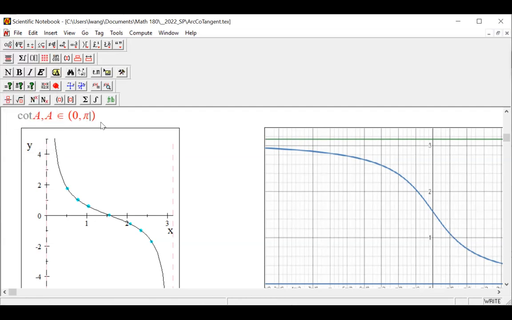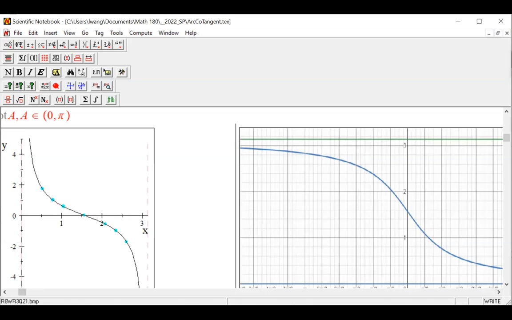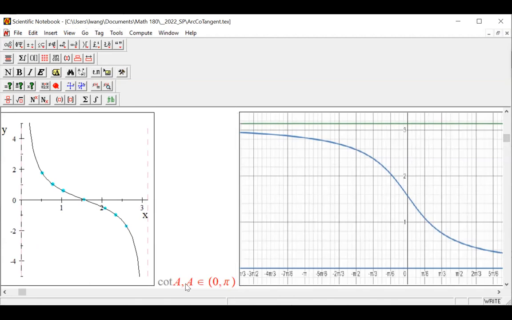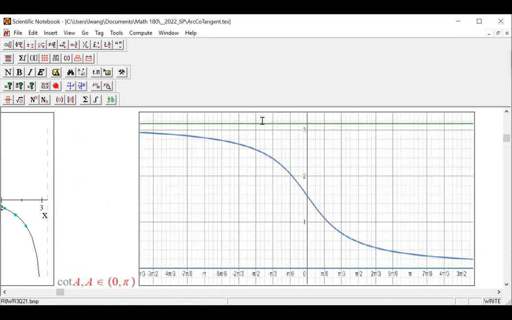And this other one is arc cotangent. This is the curve of arc cotangent, and this curve is between 0 and pi. So this green line is y equals pi, and this bottom one is the x-axis. So the curve is between 0 and pi. This curve is decreasing.